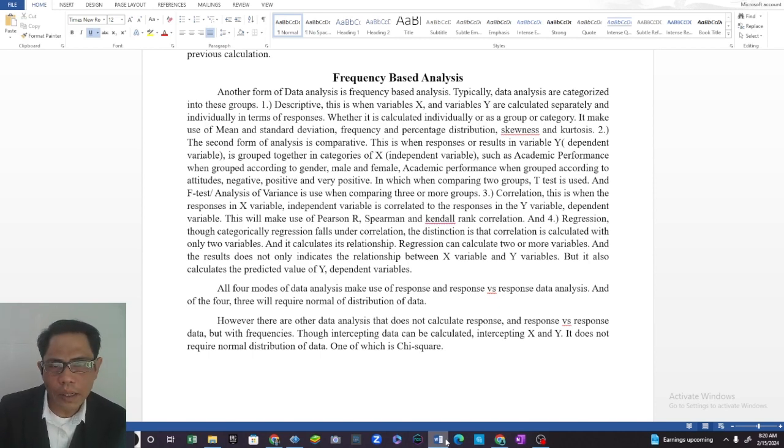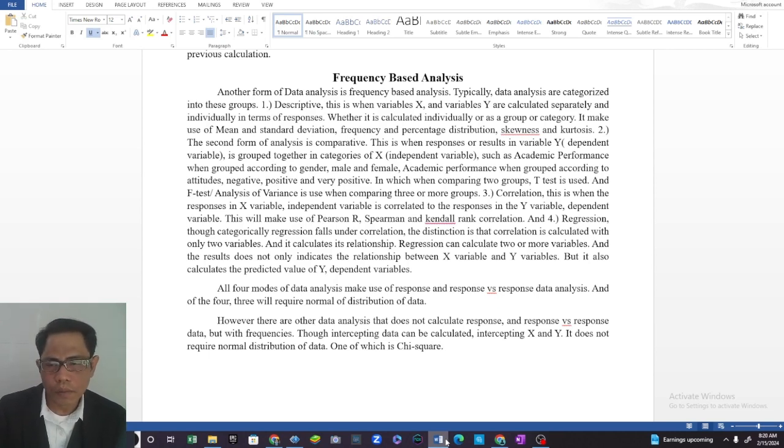The third is correlation. This is when the x variable, independent variable, is correlated to the responses of the y variable or dependent variable. This will make use of Pearson R, Spearman, and Kendall rank correlation.